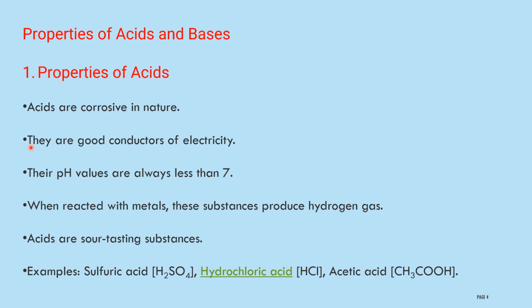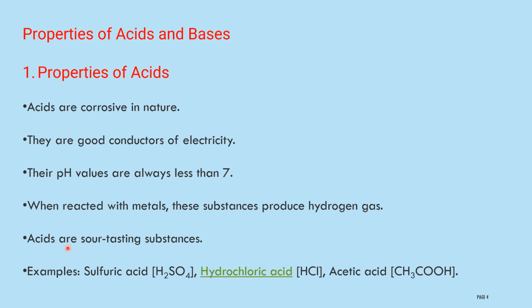In chemistry lab, when we are doing any experiments, if you want to pass electricity through any solvent, normally we will add a few drops of acid in a particular solvent. Then third one, their pH value is always less than 7. Normally the pH value of an acid is always less than 7. Fourth one, when acid reacts with a metal, this substance produces hydrogen gas. When any metal reacts with an acid, a chemical reaction occurs, indicating liberation of hydrogen gas.